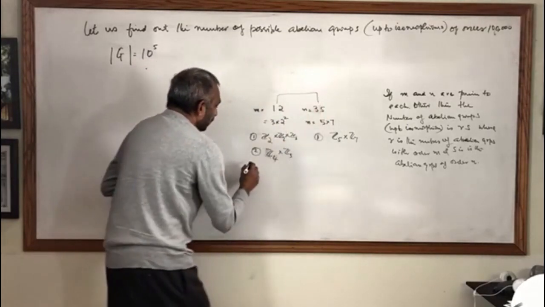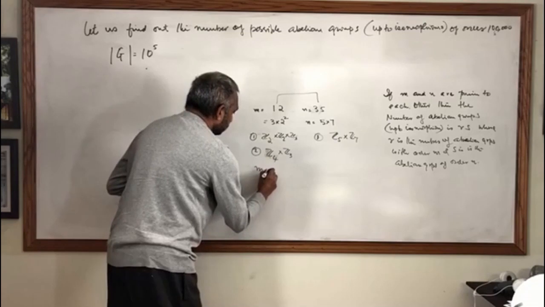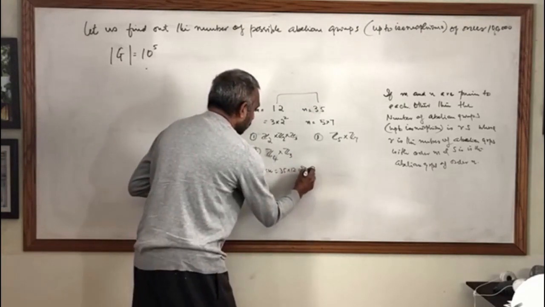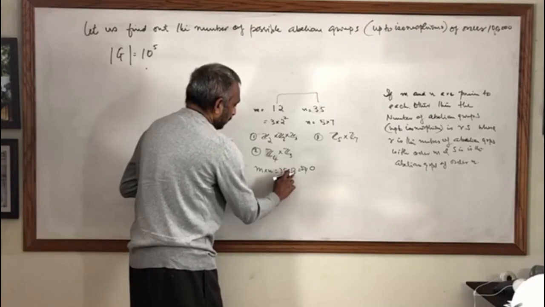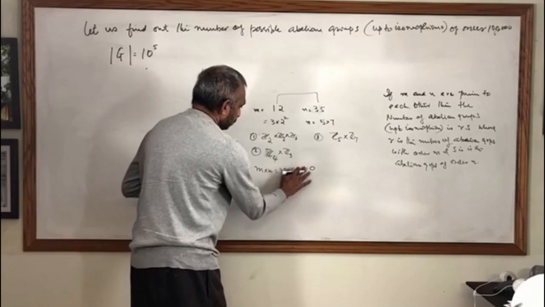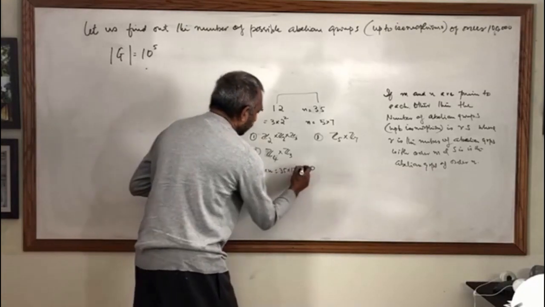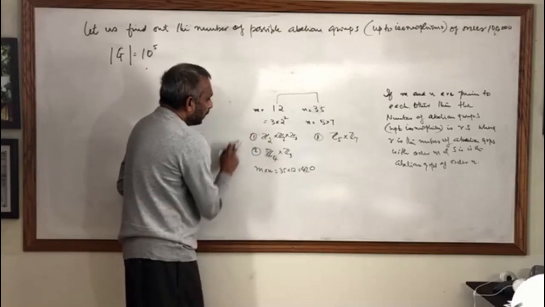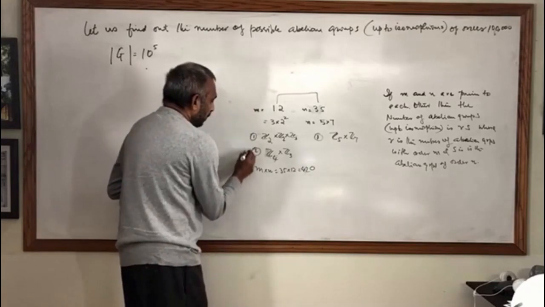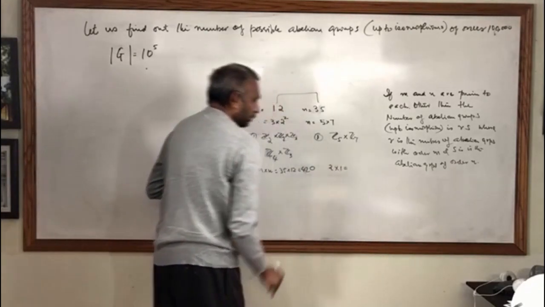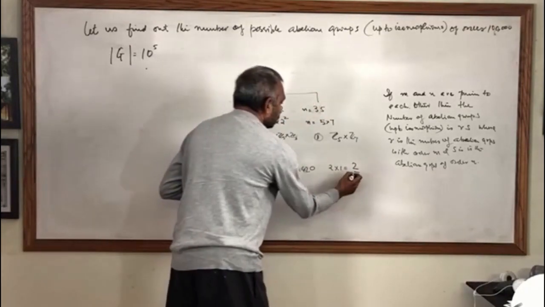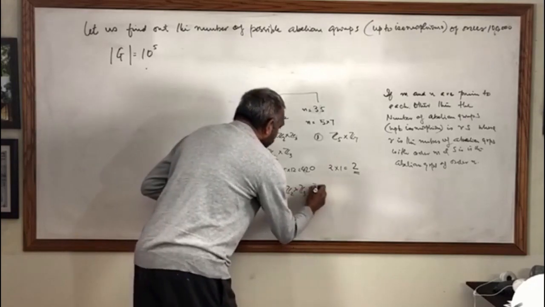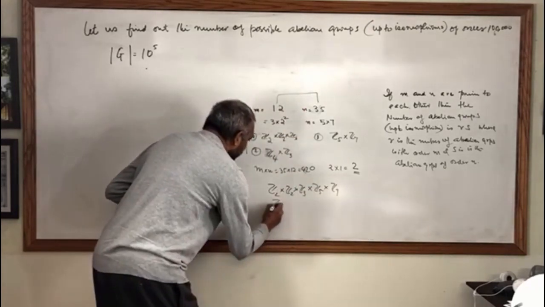So if there is a group of order MN, and that is 35 times 12, that is 420. If you want to express Abelian groups of order 420, then it will be this times this, that is actually 2 times 1, and there are only two ways. And that would be C2 times C2 times C3 times C5 times C7, and another one would be C4 times C3 times C5 times C7.